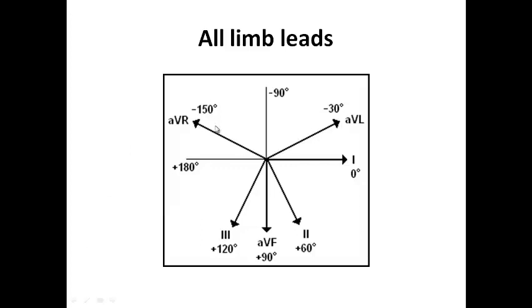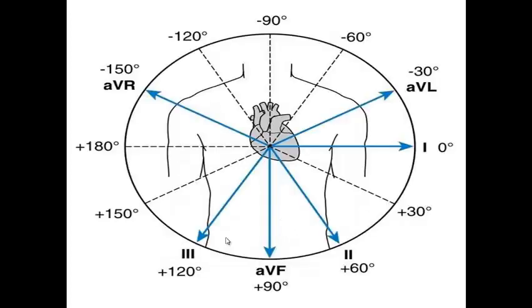We'll have here 6 limb leads. We have lead 1 pointing at 0 degrees, AVL pointing at minus 30 degrees, AVR pointing at minus 150 degrees. We have lead 2 pointing at plus 60 degrees, AVF pointing at plus 90 degrees, and lead 3 pointing at plus 120 degrees. So here we have the 6 limb leads in one image, showing us how they are seeing the heart and where the positive pole of each limb lead came from.